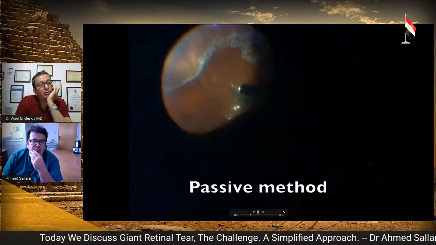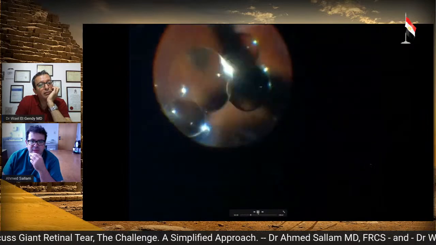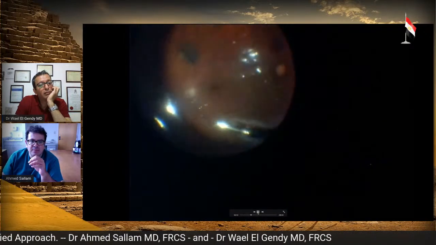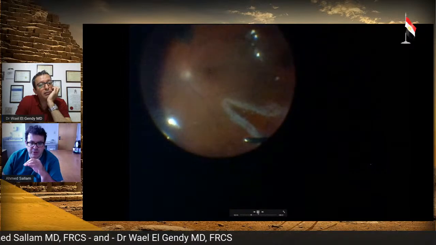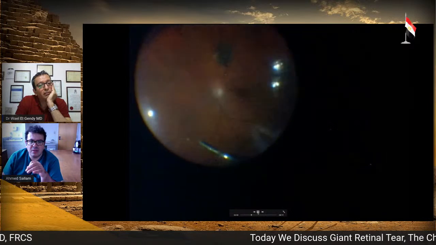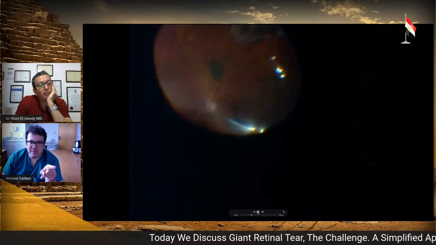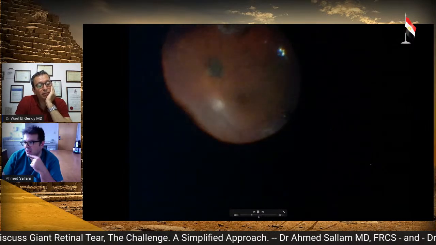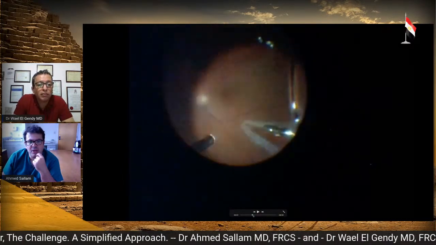Here, this is a case of multiple tears. One of them was very big. Now the PFCL inside the eye. The oil is being injected. And we have like a giant tear with a radial extension. The oil is now being injected.